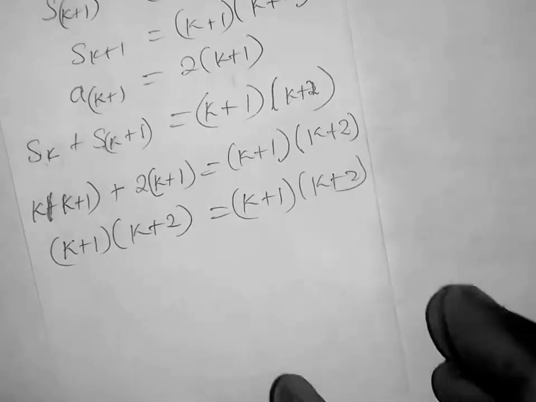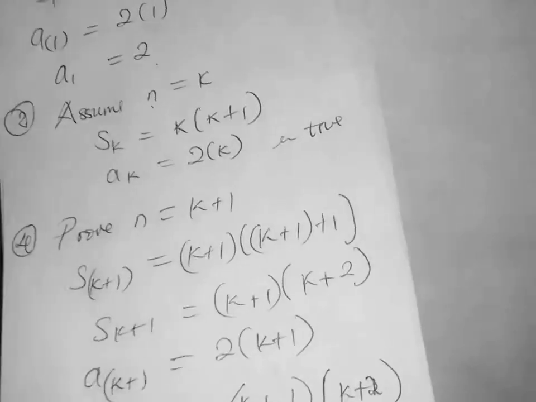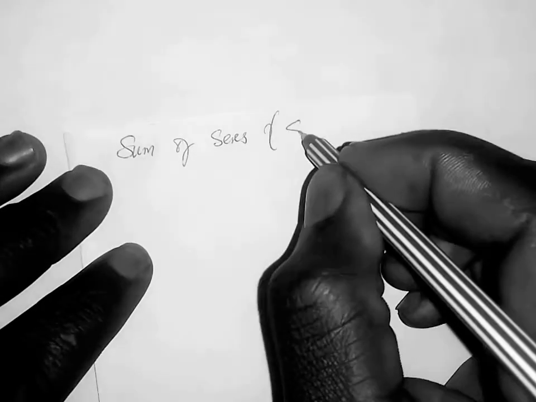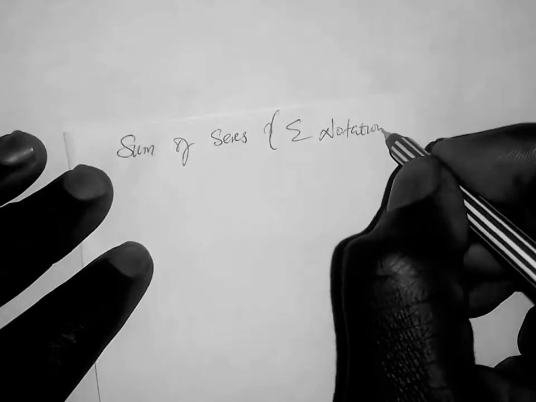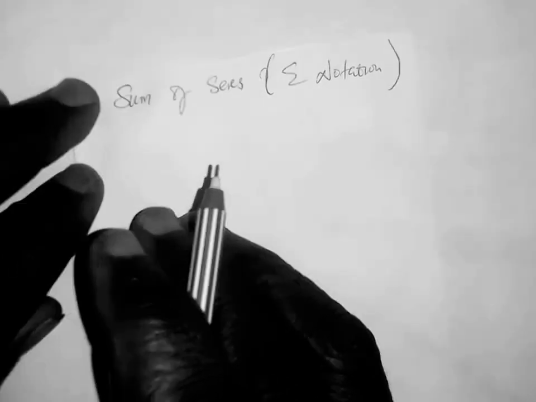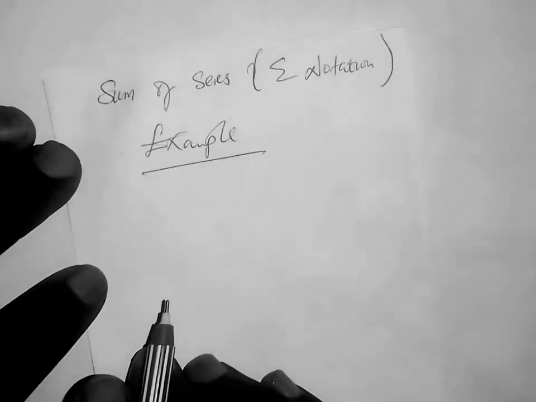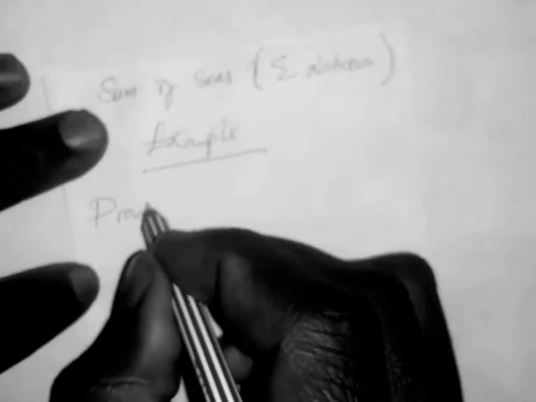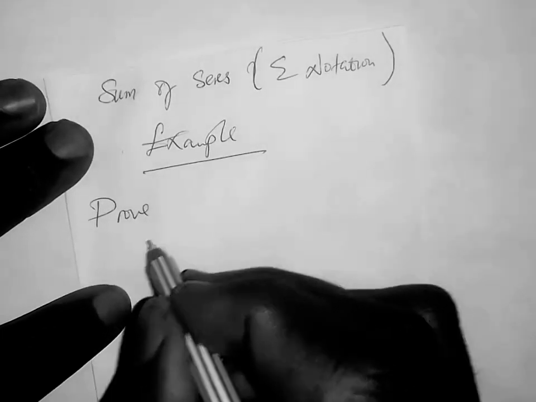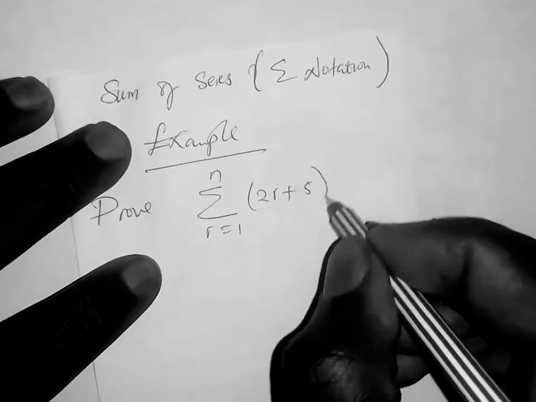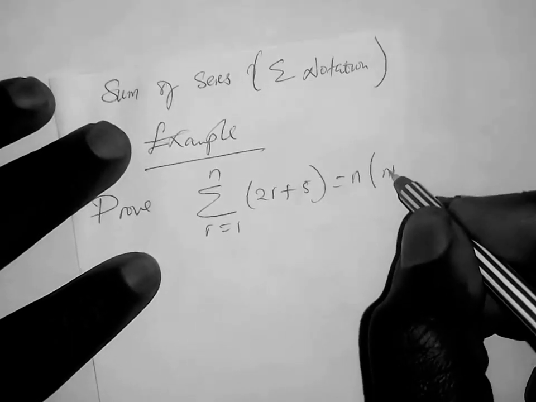Settled. All right, now let's go straight into sum of series under sigma notation. So suppose we have an example. In our example, we are saying prove that the sum from r = 1 to n of (r + 5) is equal to n(n + 6).